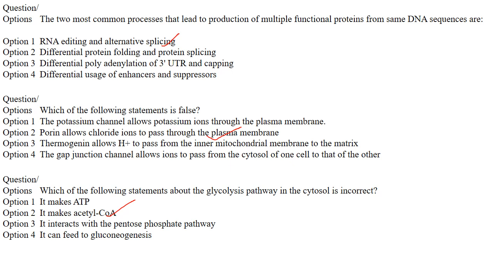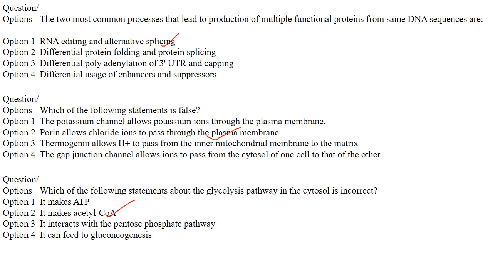The next one. Which of the following statements is false? The potassium ion channel allows potassium ions through the plasma membrane. Prions allow chloride ions to pass through the plasma membrane. That is not correct. Prions allow the passage of small macromolecules such as glucose or maltose from the external environment to the cell interior. So the answer which is false is option 2. That is correct also as per the question.